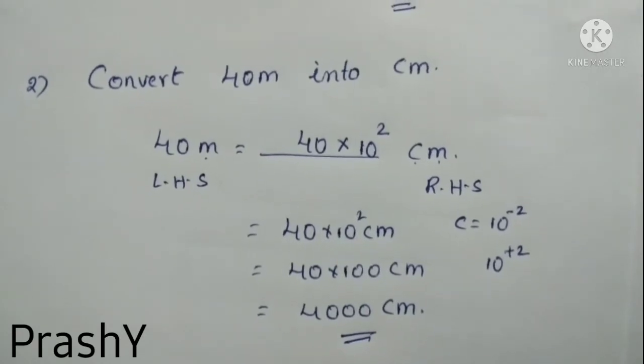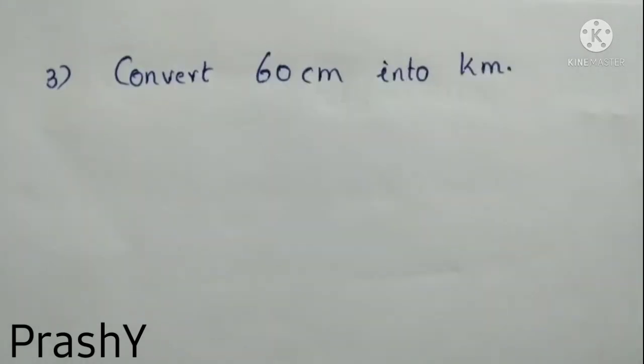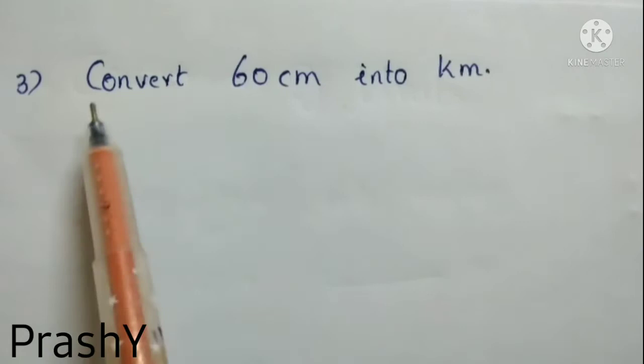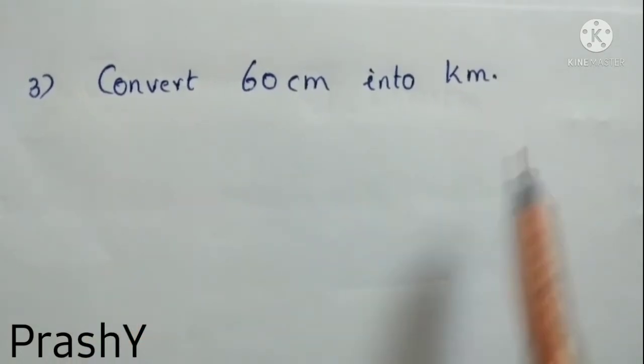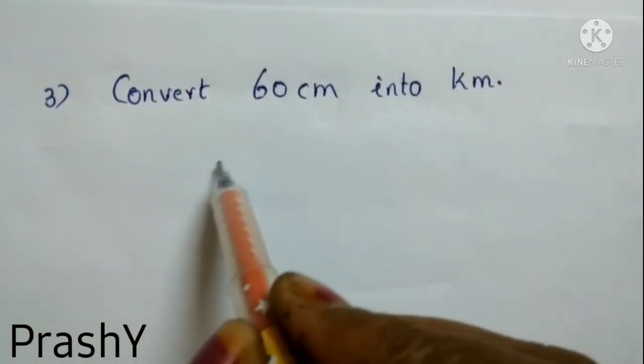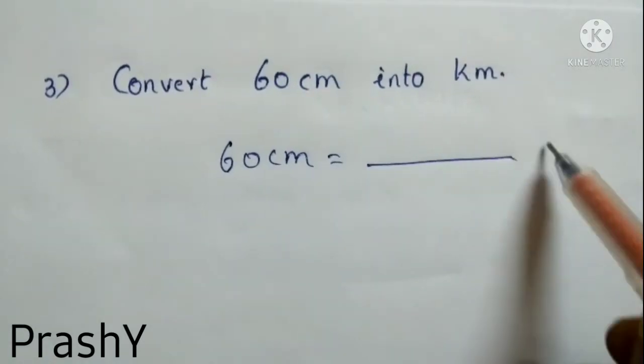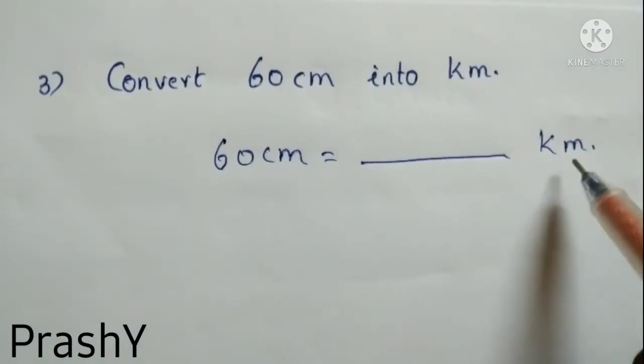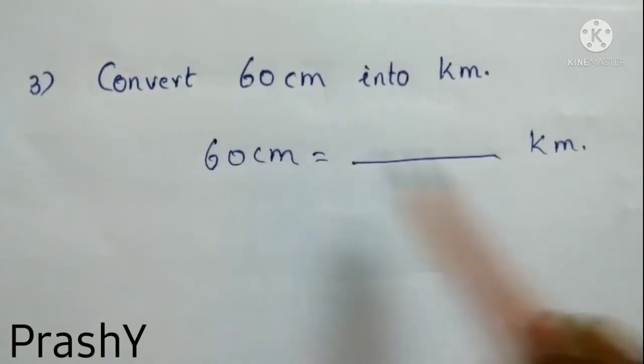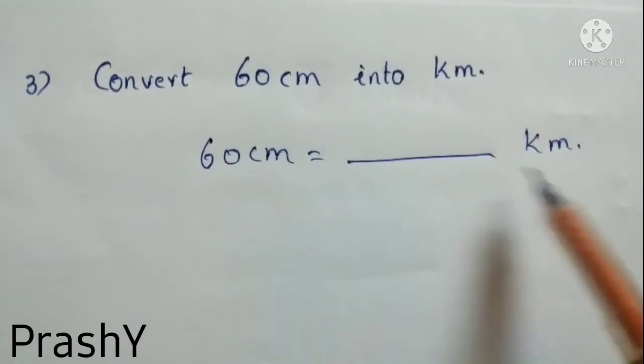Now move on to the next example. In this example, we are converting 60 centimeter into kilometer. So first step is rewrite this statement. 60 centimeter is equal to dash kilometer. If you observe meter and meter, on this side we have centi and here kilo. So both sides we have the values.